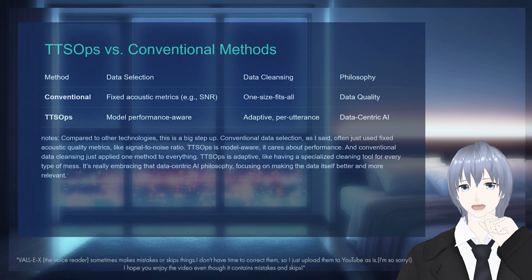Compared to other techniques, this is a big step up. Conventional data selection, as I said, often just uses fixed acoustic quality metrics, like signal-to-noise ratio. TTSOps is performance-aware. And conventional data cleansing just applied one method to everything. TTSOps is adaptive, like having a specialized cleaning tool for every type of mess. It's really embracing the data-centric AI philosophy, focusing on making the data itself better and more relevant.